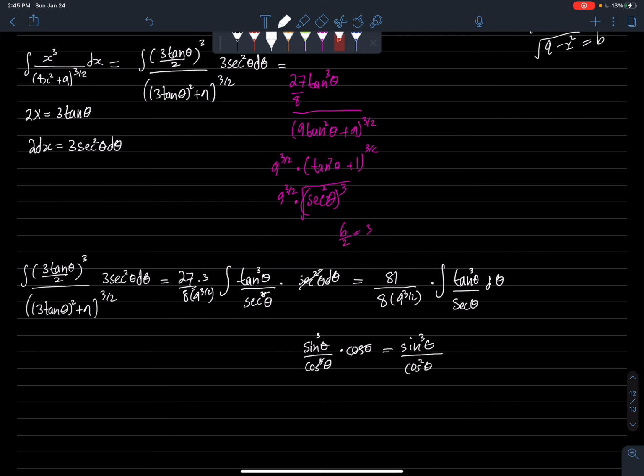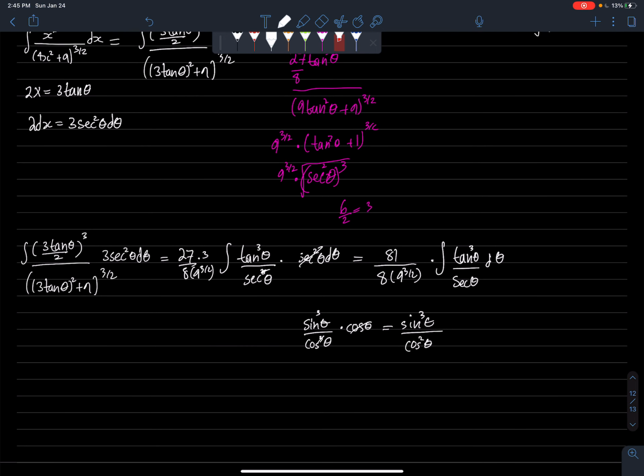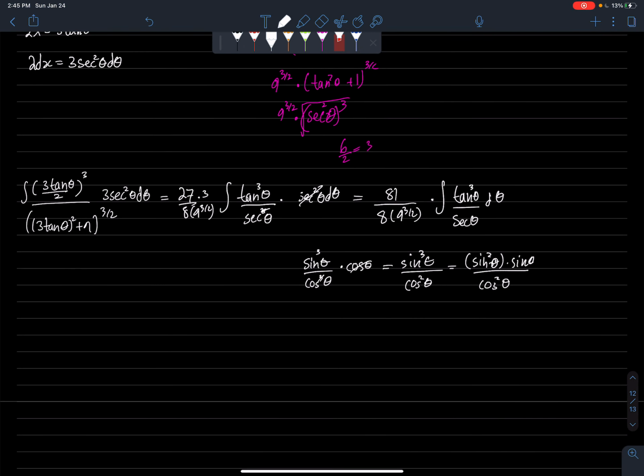right? So now here's the thing. Remember we learned that we could break the sine and use the identities. So this is just equal to sine squared theta times sine theta over cos squared theta. But then sine squared is equal to 1 minus cos squared, right? So if we do that, 1 minus cos squared theta over cos squared theta times sine theta, right? Now we can have a u substitution.